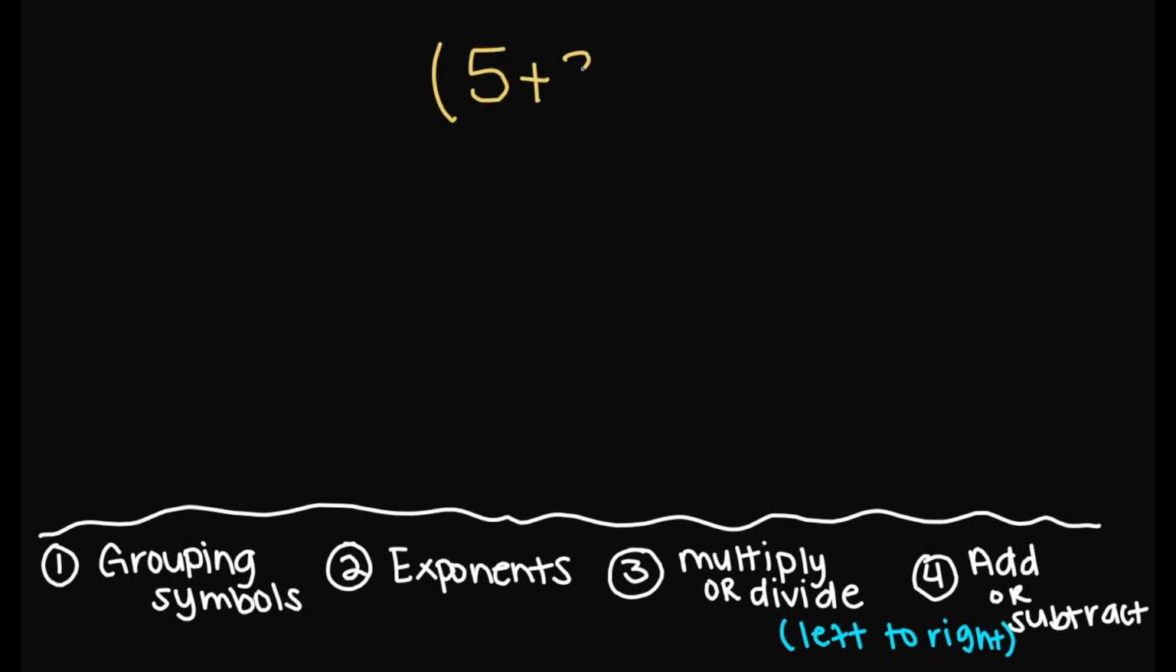5 plus 3 times 4. I'm going to do my parentheses first. We do have a grouping symbol. So 5 plus 3, this is going to equal 8. And then 8 times 4, this is going to equal 32. So your final answer here is 32.